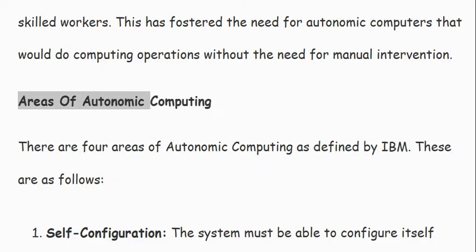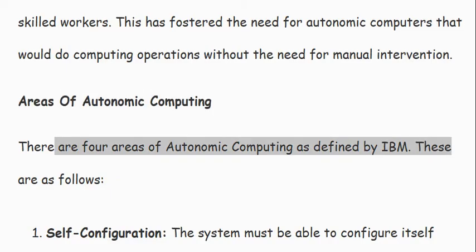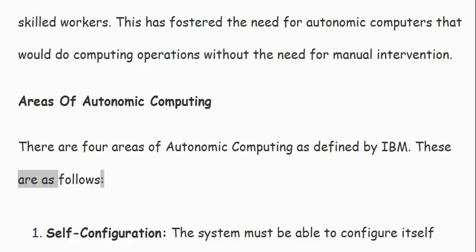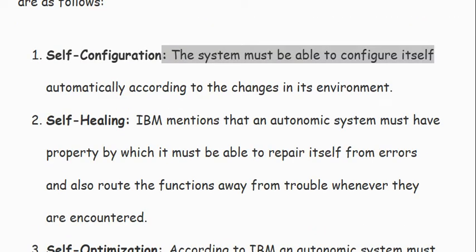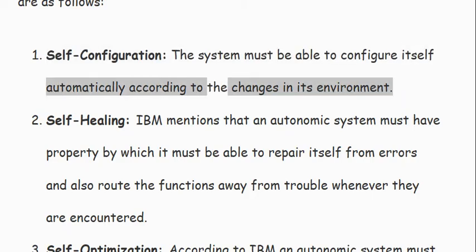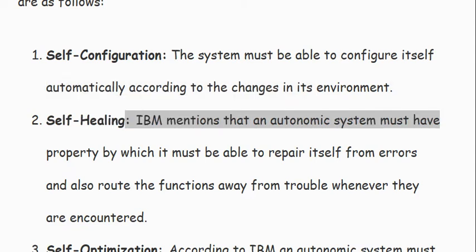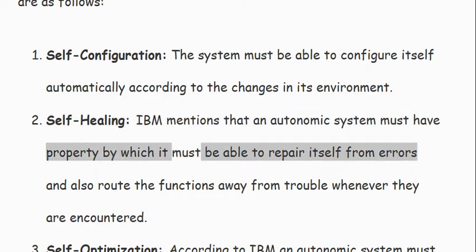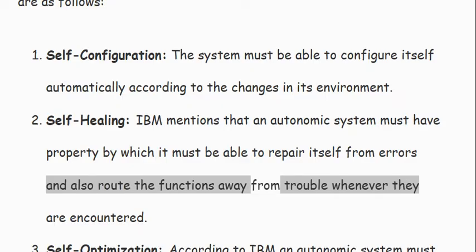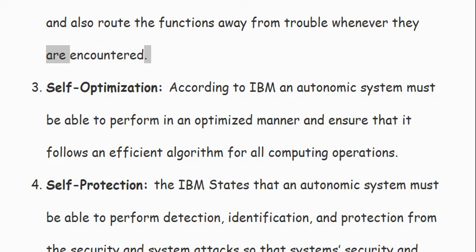Areas of autonomic computing. There are 4 areas of autonomic computing as defined by IBM. These are as follows. Self-configuration. The system must be able to configure itself automatically according to the changes in its environment. Self-healing. IBM mentions that an autonomic system must have the property by which it must be able to repair itself from errors and also route the functions away from trouble whenever they are encountered.